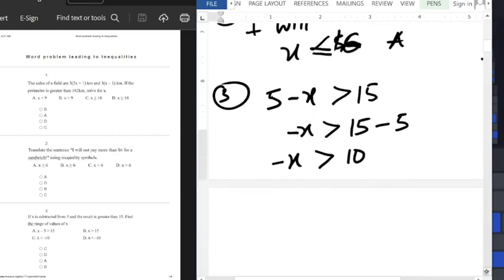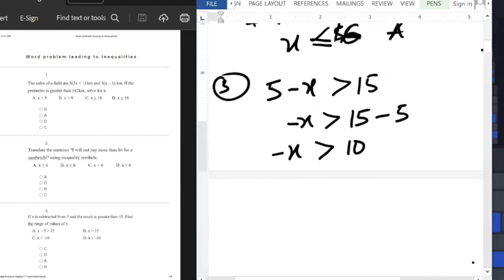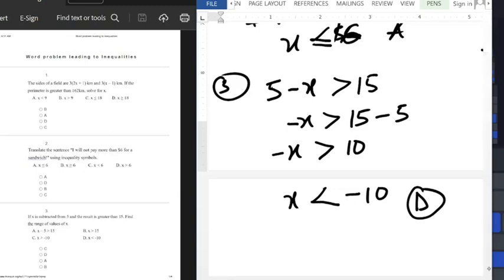So this is not what we're looking for. We want x, not minus x. So we're going to multiply both sides by negative 1, or you divide both sides by negative 1. In that case, the symbol will change to what? Less than, and this will become negative 10. I hope this is very clear. So that is option D. Option D, x less than -10. That's option D.